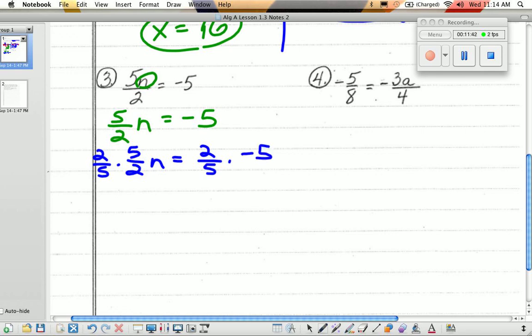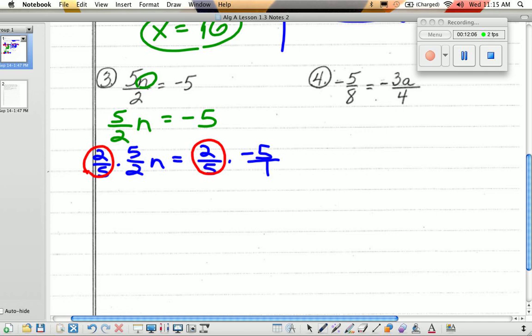What are we going to do with that -5? Put it over 1, make it into a fraction. So again, what changed is we introduced a 2/5 into each side. We're multiplying both sides by 2/5. Okay?